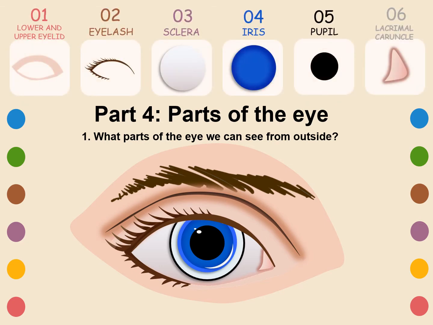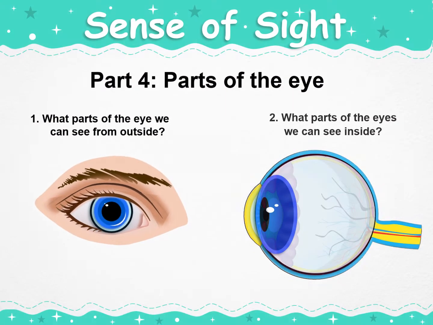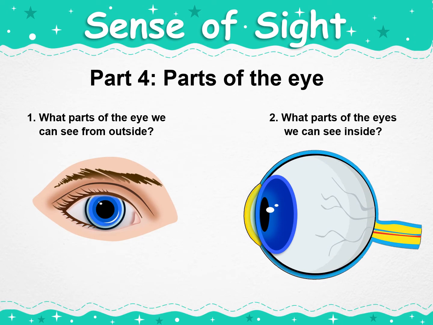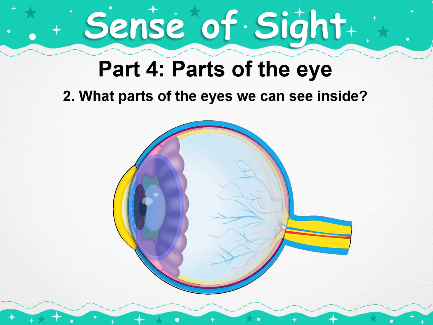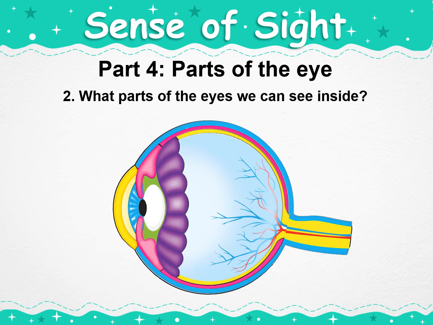Let's review with me. 1. Lower and upper eyelid. 2. Eyelash. 3. Sclera. 4. Iris. 5. Pupil. 6. Lacrimal caruncle. Now I learned about parts of the eyes that we can see outside. Can you tell me more about what parts of the eyes we can see inside? Yes, the next part is, what parts of the eyes we can see inside.